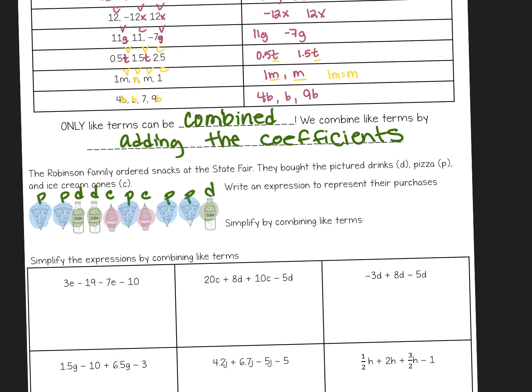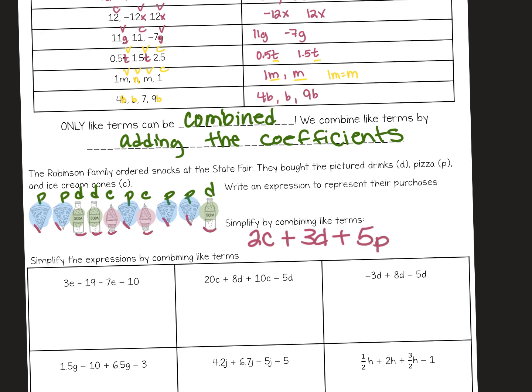So I'm going to write myself an expression using the terms that are alike. Remember, I said that there's 1, 2 cones. So that means I have the cone twice, 2 times C. And I also have 1, 2, 3 drinks. 3 drinks. And I have 1, 2, 3, 4, 5 pizzas.